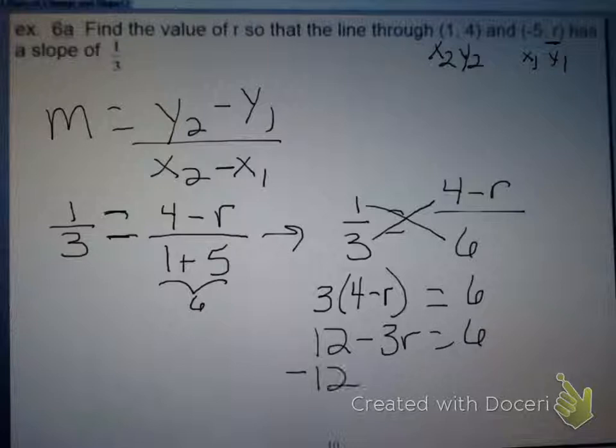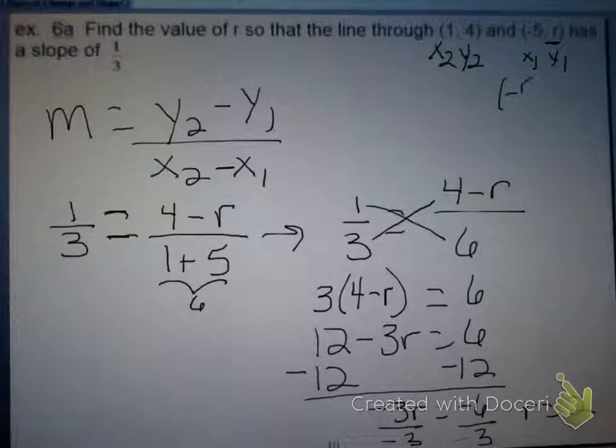Now to solve, I'm going to do the distributive property. I'm going to subtract 12 on both sides. So that's negative 3r is equal to negative 6. Divide by negative 3, and I get r is equal to 2. So that is the point (-5, 2). So r is 2. To check this, I could find the slope of these 2 points, and when I do, I better get 1/3.